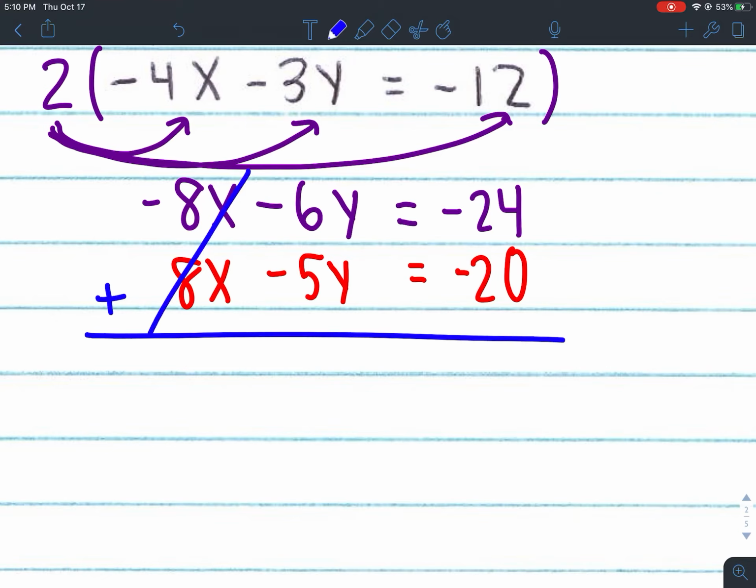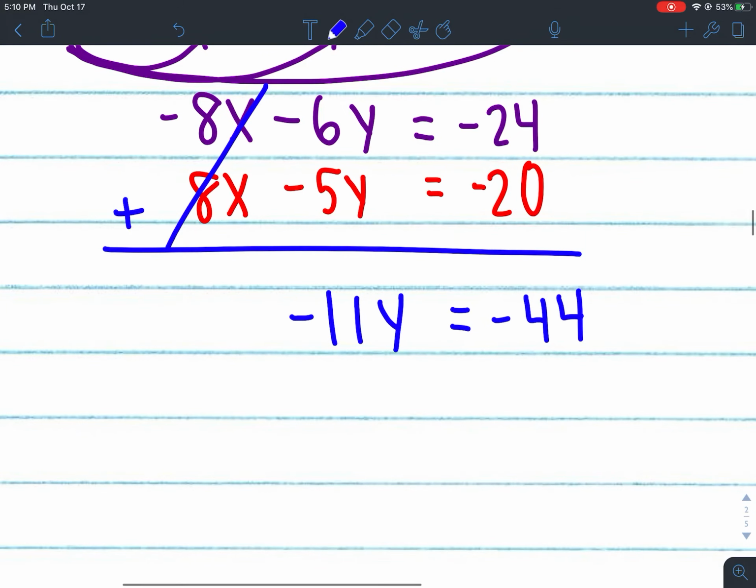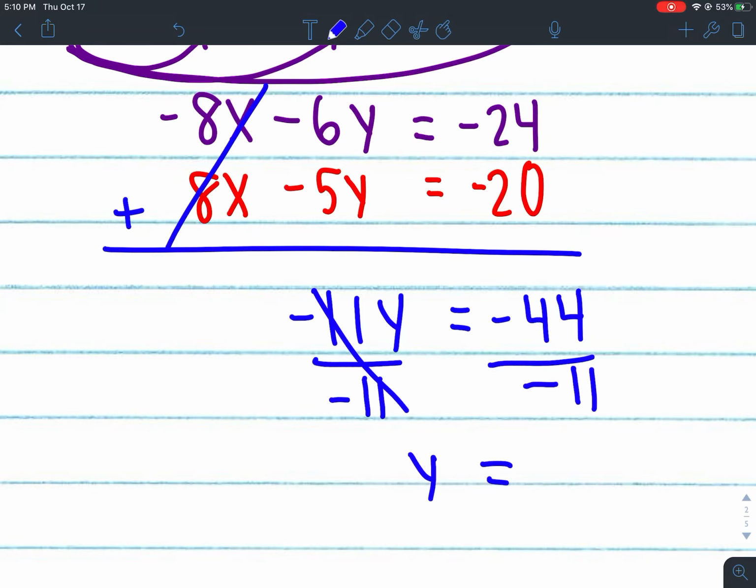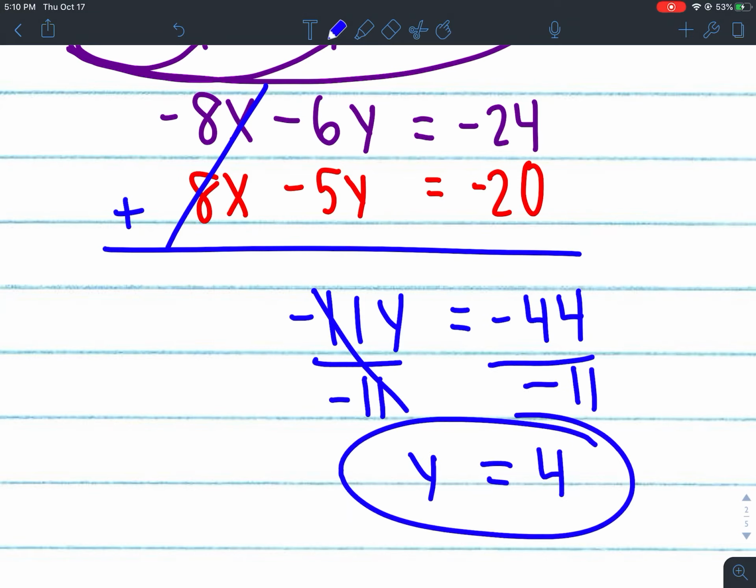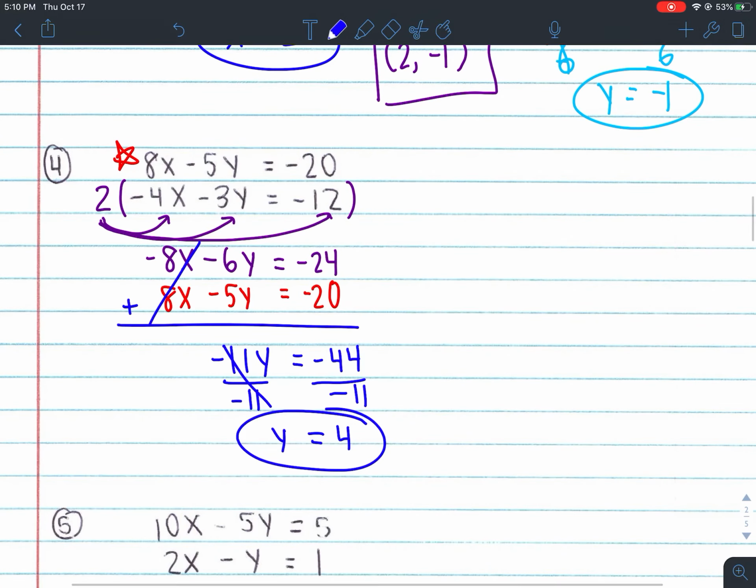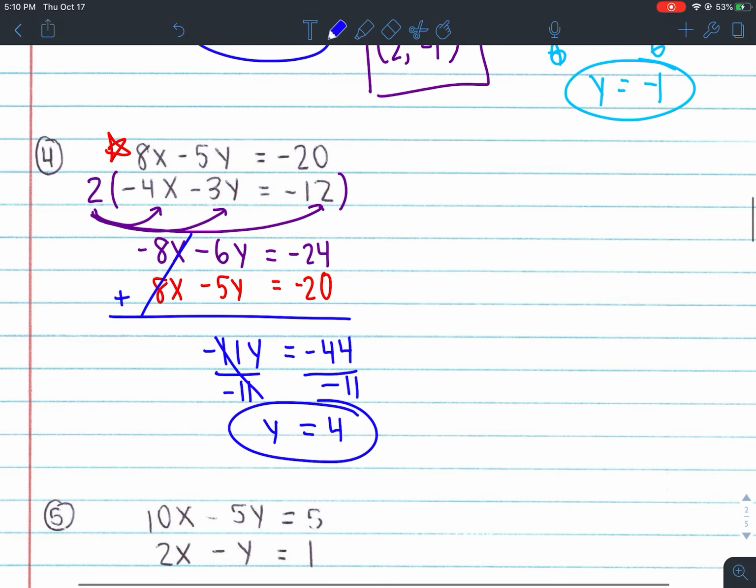So negative 8x plus 8x is 0 and eliminates. Negative 6y plus negative 5y is negative 11y, equals negative 24 plus negative 20, which is negative 44. And then I'm going to divide both sides by negative 11. Positive 4. Okay, so the hardest part about these is basically doing that manipulation. But once you've got it past that, then you're pretty good.